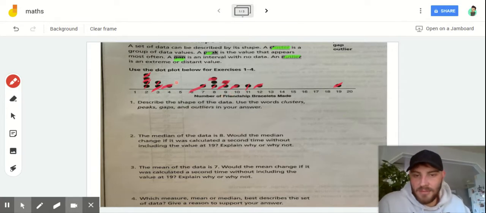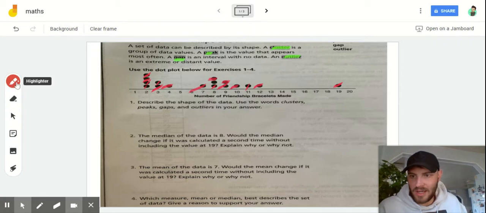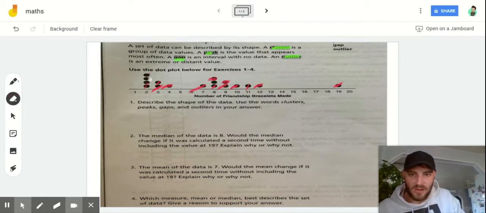Now, if I go ahead and get rid of that one, you're going to see that. Oh, that's the eraser. I hate the eraser on this, guys. It's so stupid. Ooh, boring.